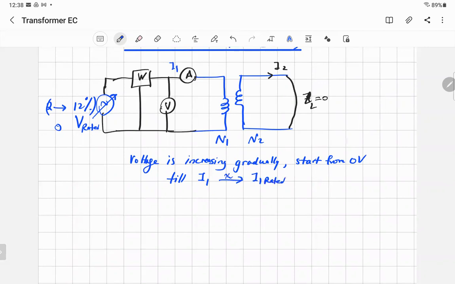They prefer to have the short circuit on the low voltage side, and they put the instruments on the high voltage side.